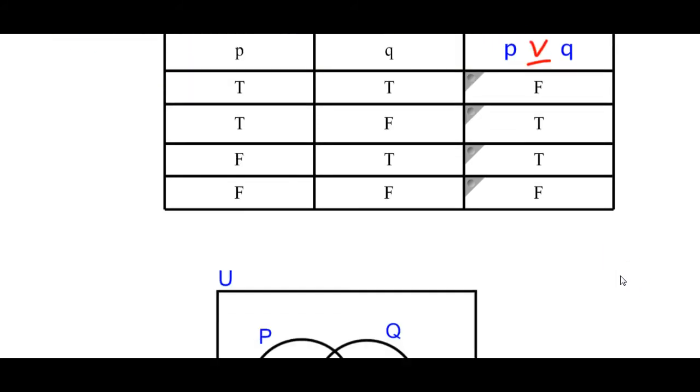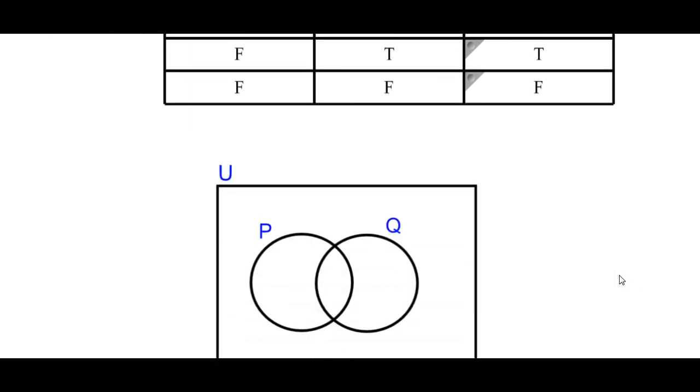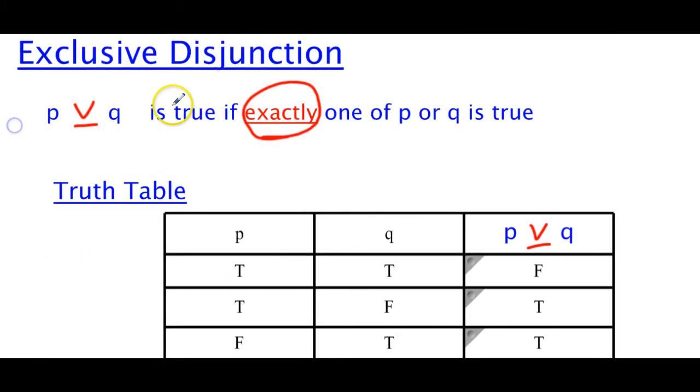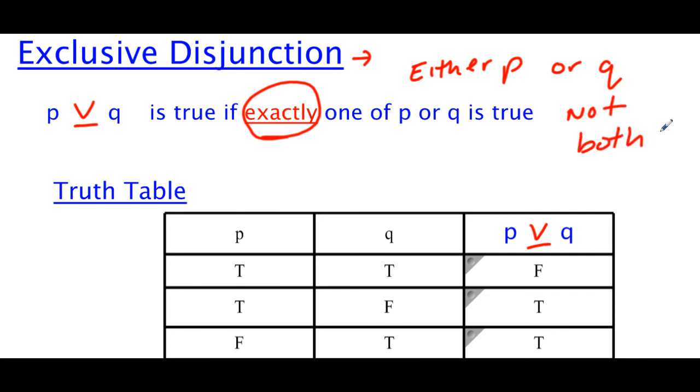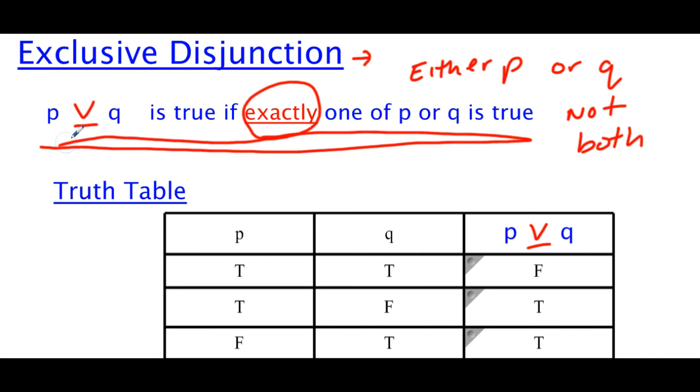If we were to put this in a Venn diagram, what they are asking for is only this section here and this section here. In a statement they will write this as either P or Q, not both. So remember that that's exclusive disjunction. But again, write all these truth tables down, write all the definitions down. These are very important. Do not forget that.